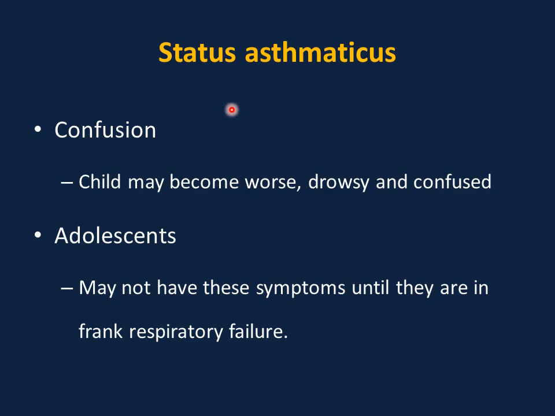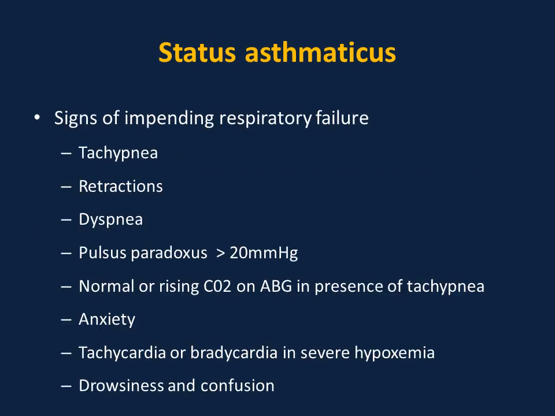Kids with status asthmaticus, when they do not receive the appropriate treatment on time, may become confused and drowsy. Adolescents may not show these symptoms until they are in frank respiratory failure. Signs of impending respiratory failure: tachypnea. Of course, the higher the respiratory rate, the worse. Retractions, dyspnea. Pulsus paradoxus more than 20 millimeters of mercury.